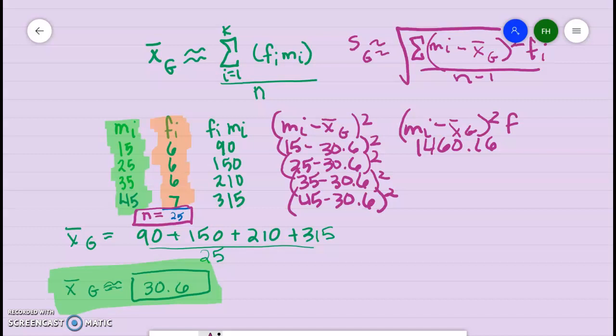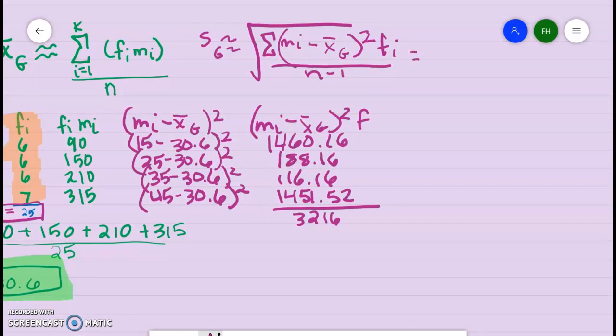Then do the next one, 25 minus 30.6, square it, and you get 31.36. Now multiply that by the next frequency, which is also 6, and you get 188.16. The next one, you're going to get 116.16, and then finally 1451.52. Now the formula says we're going to sum these up, and when you sum these up, you're going to get 3216.